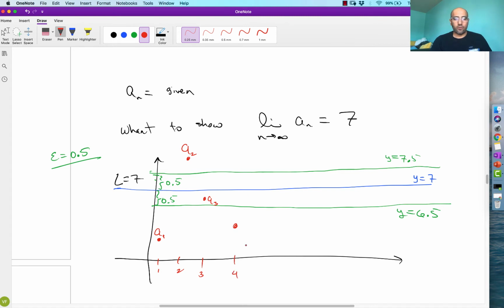A sub 4. Okay, so what we want to do is find a value, capital N, so that every lowercase n value, every counting number bigger than that, results in an output value, a sub n, that is within this band. So let's say that after a sub 4, the next one is here, a sub 5, then a sub 6, a sub 7, and a sub 8, so that beyond this value, let's say we pick this one.